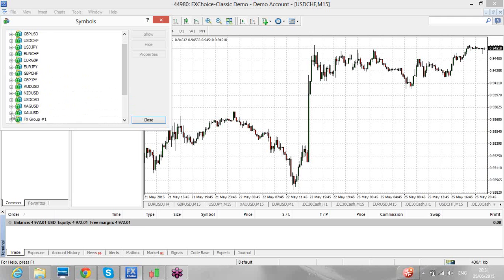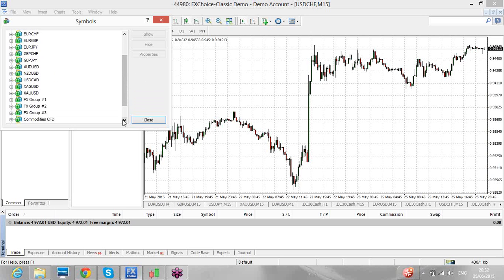So be aware that when you're trading Forex, you're trading in a pair. You're trading two securities at once. So you're trading, for instance, GBP JPY. So the sterling is trading against the Japanese yen. So be aware you're trading two instruments at the same time.